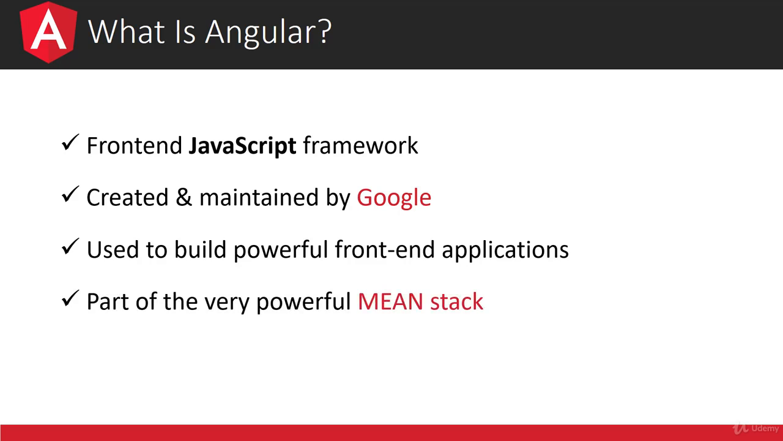So Angular is also part of the very popular MEAN stack, which stands for MongoDB, Express, Angular, and Node.js. MongoDB is a very powerful and scalable NoSQL database. Express is a back-end framework, and Node.js is a JavaScript runtime that uses the Google V8 JavaScript engine. So it's essentially JavaScript on the server. And all of these technologies combined make for one of the best stacks to build web applications on.